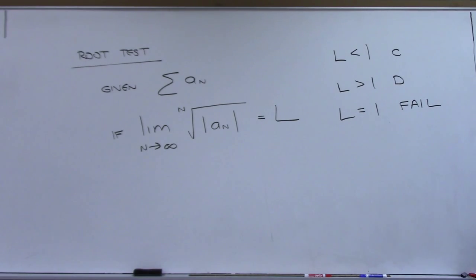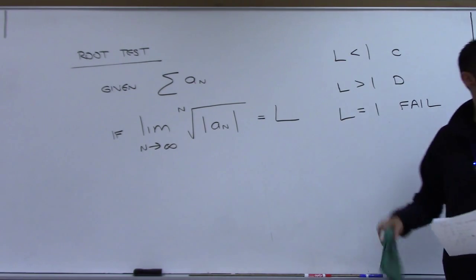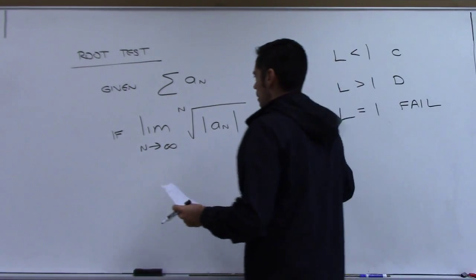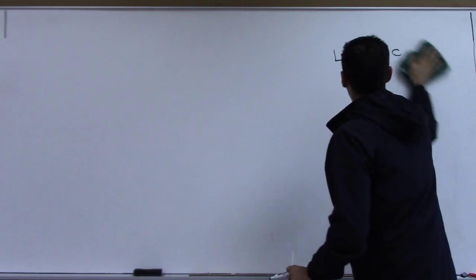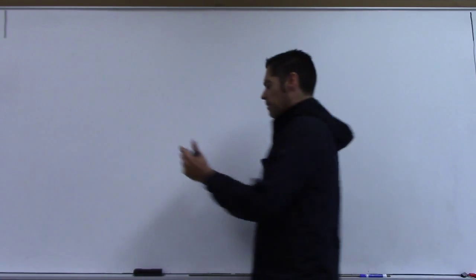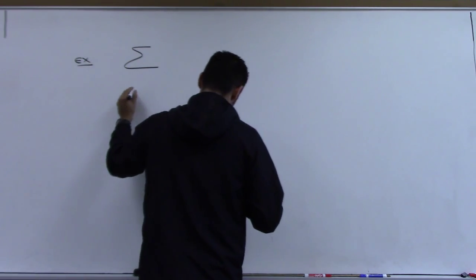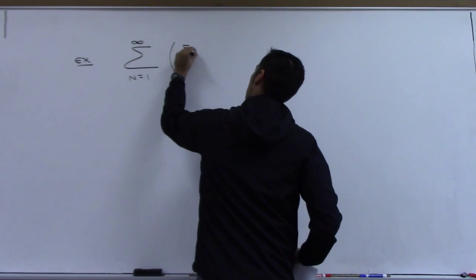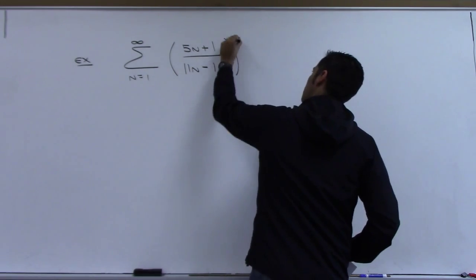What does it say in your notes as far as the comments for this test? Useful if a sub n involves nth powers. That's right. So this is very useful if you have nth powers. Now, an example of this would be the sum from n equals 1 to infinity of (5n plus 1 over 11n minus 1) to the n.